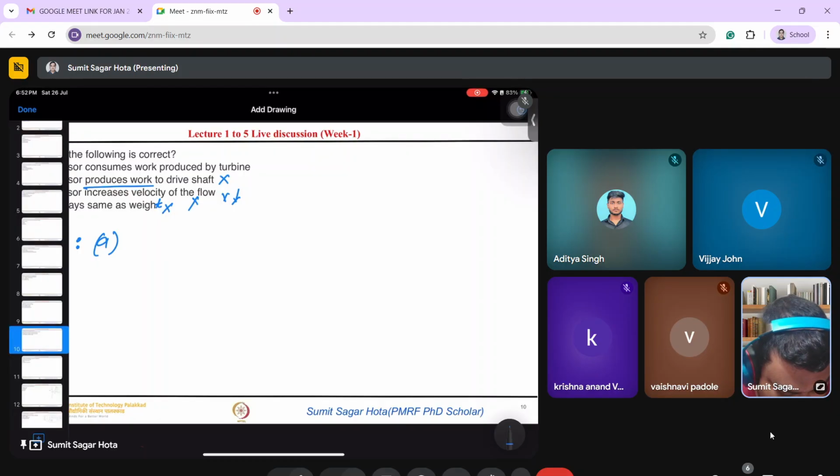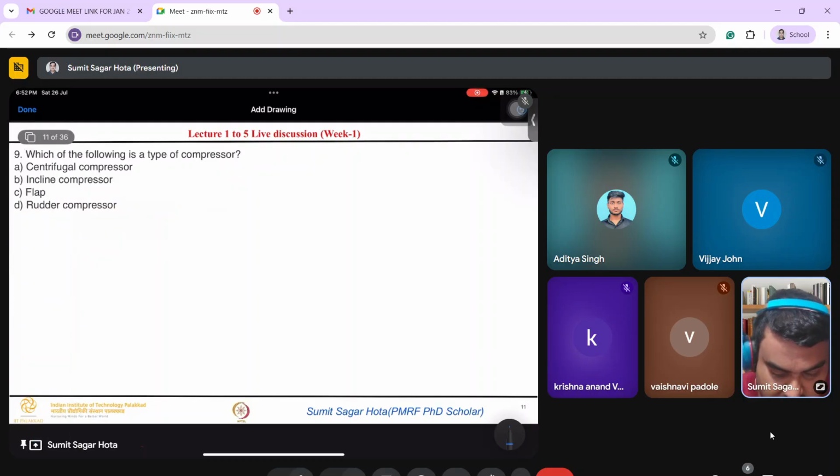Okay, let's go to the next one. Which of the following is a type of compressor? This is a kind of tricky question. Flap is obviously not a compressor. The other two compressors are just dummies; they don't actually exist. There is no incline compressor or other compressor. There is only one compressor left, which is the centrifugal compressor.